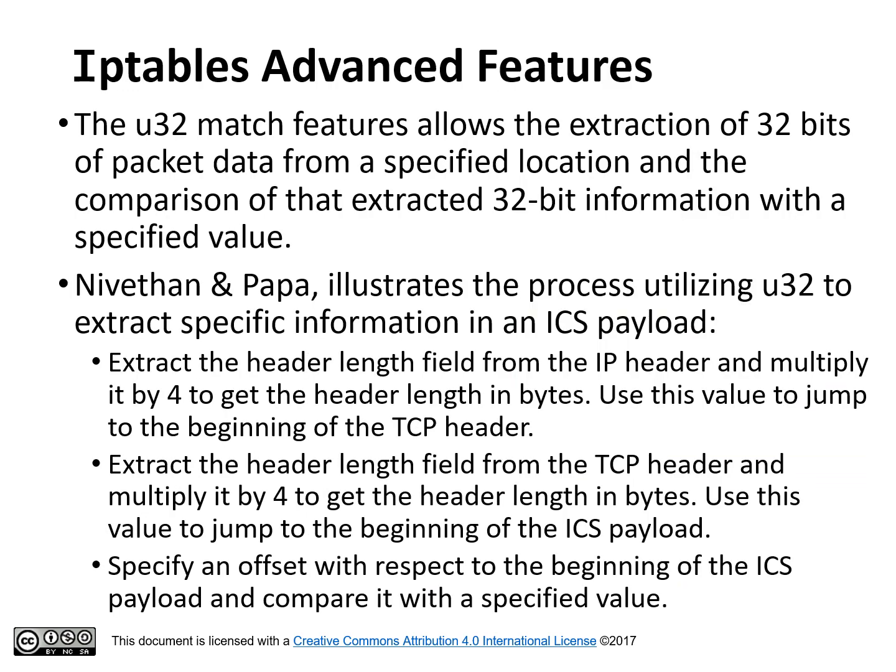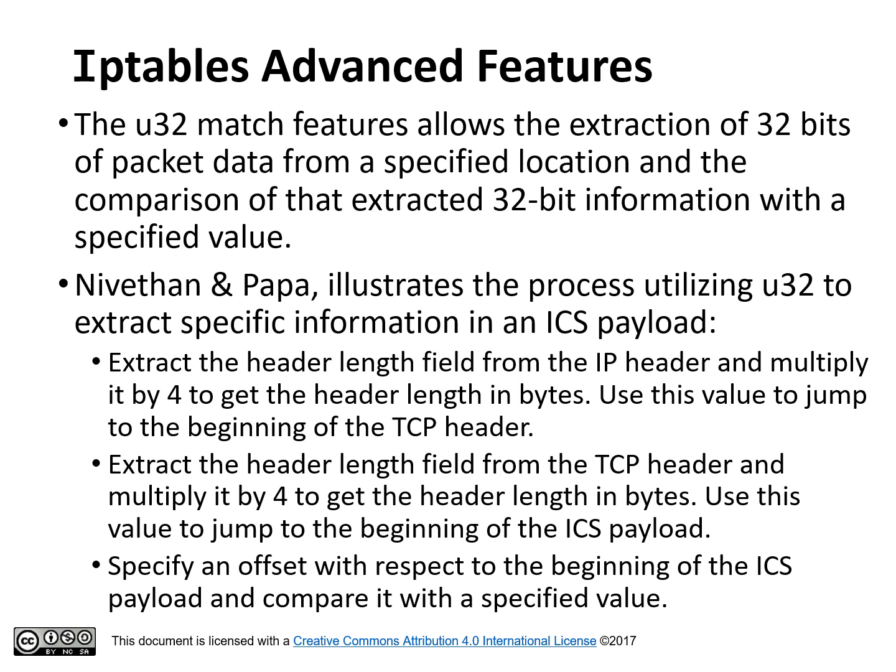Notable advanced features of IP tables are string matching support and the U32 match. The U32 match allows the extraction of 32 bits of packet data from a specified location and the comparison of the extracted 32-bit information with a specific value. Using the header length information of the variable IP and TCP headers respectively, the U32 utility facilitates the movement to the beginning of the ICS payload. The following algorithm, due to Nevathan and Papa, illustrates this process.